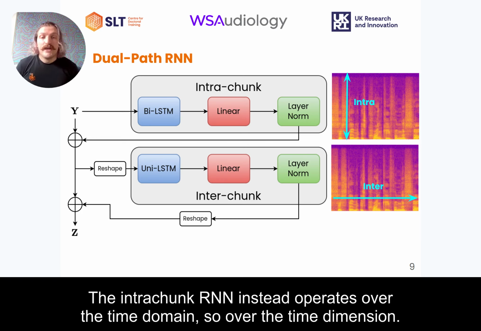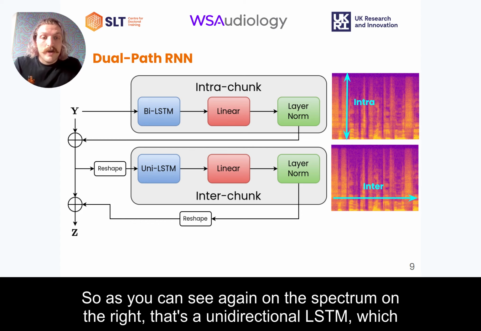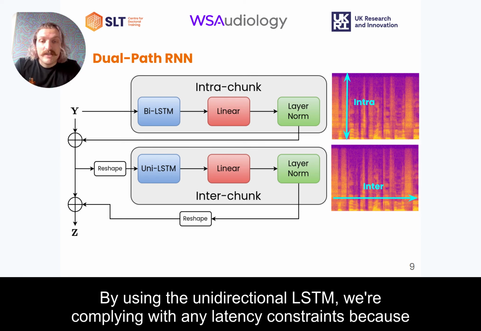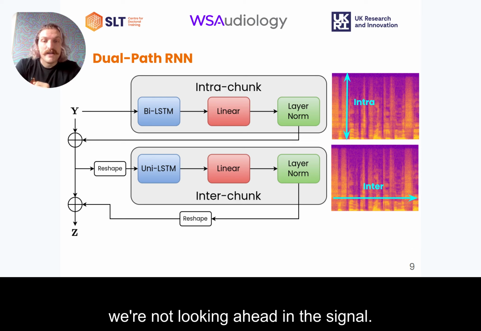The interchunk RNN instead operates over the time dimension. As you can see again on the spectrogram on the right, that's a unidirectional LSTM, which operates across the spectrogram from left to right. By using the unidirectional LSTM, we're complying with any latency constraints because we're not looking ahead in the signal.